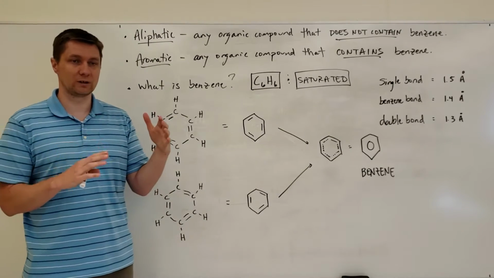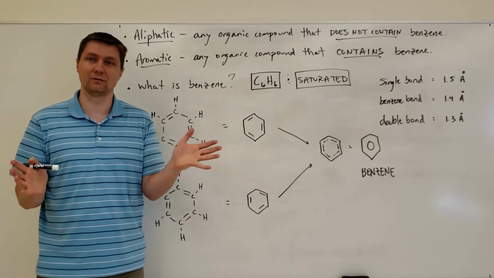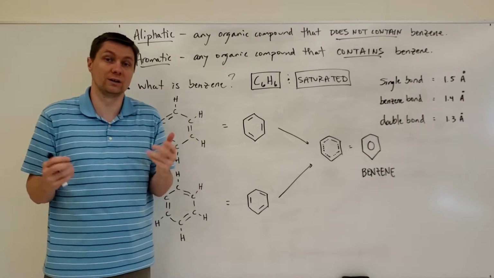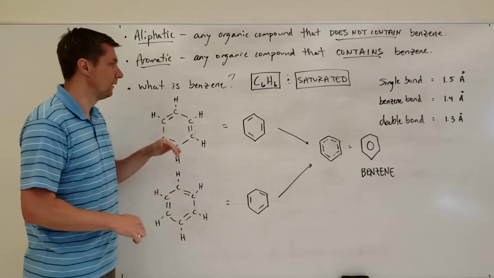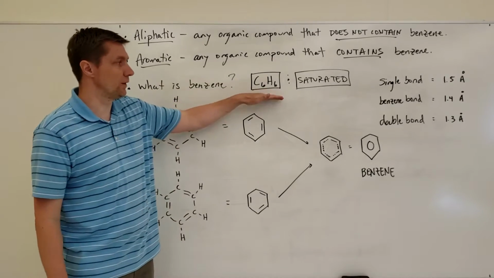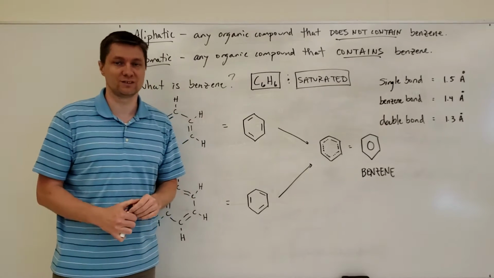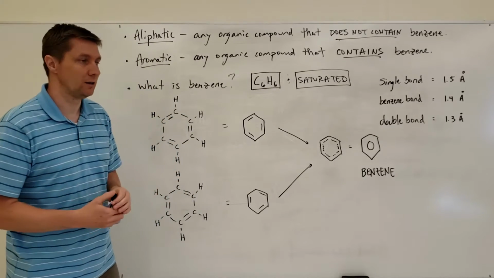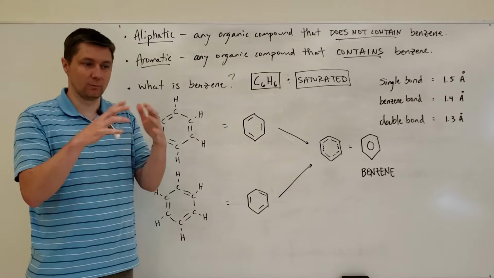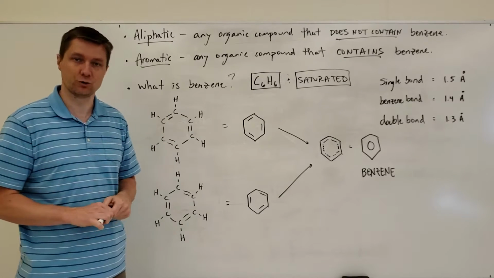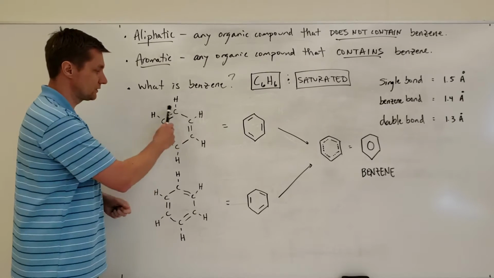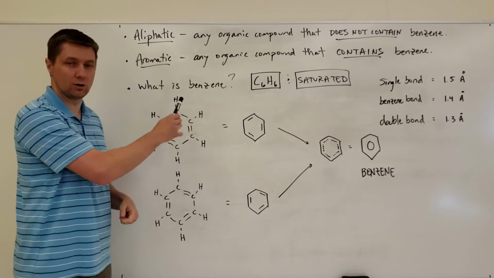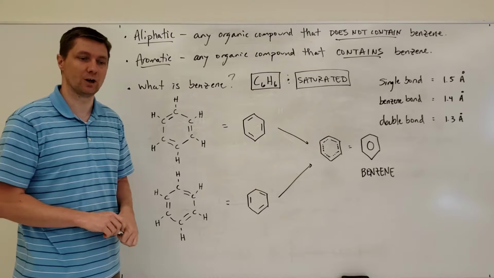So in order to be able to classify organic compounds as aliphatic or aromatic, we need to know what benzene is. So let's take a look at benzene in a little bit more detail here. First of all, you need to know that benzene has a chemical formula of C6H6. And because of that, we can come up with what that structure looks like. This is what we've come up with: 6 carbons in a ring with each carbon having 1 hydrogen coming off of it.